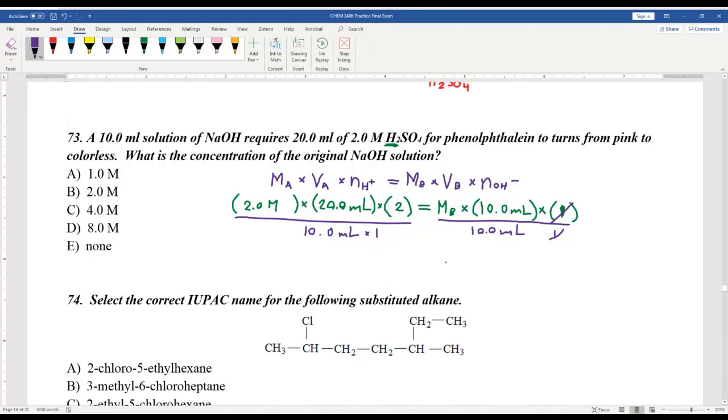And that's going to give me my answer. So yeah, you should end up getting about 8 molar. Yep, exactly.